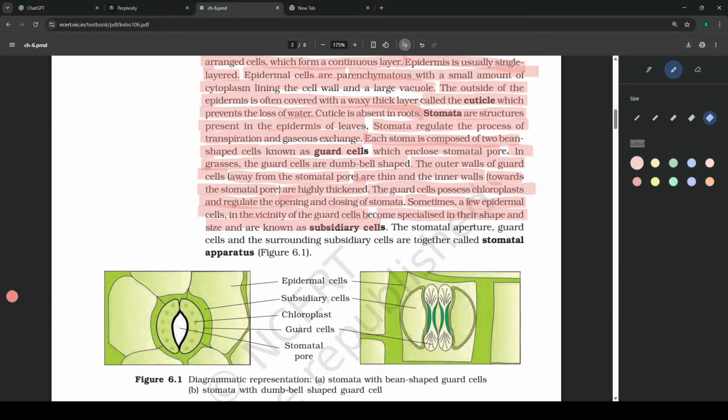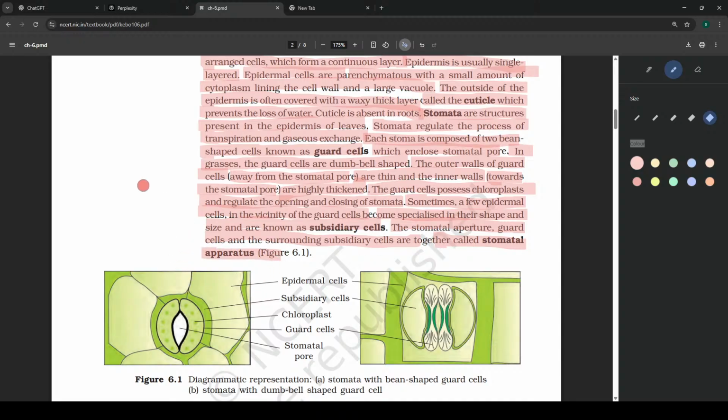Surrounding the stomata and the guard cells, there exist a few epidermal cells. They are epidermis only, but they become specialized in their shape and size, and they are known as subsidiary cells. The stomatal aperture, guard cells, and the surrounding subsidiary cells all together are called the stomatal apparatus.